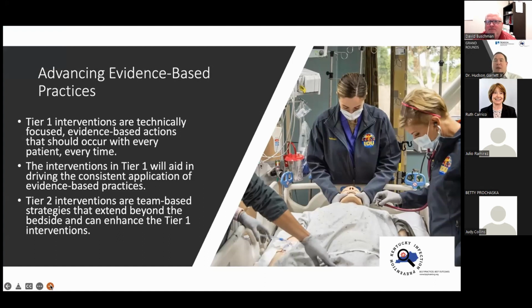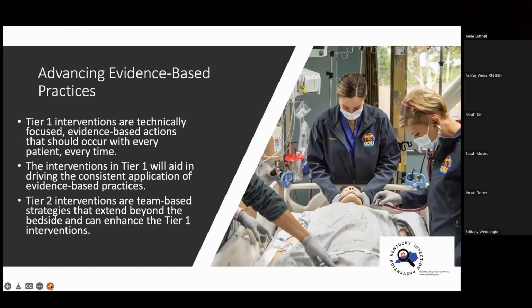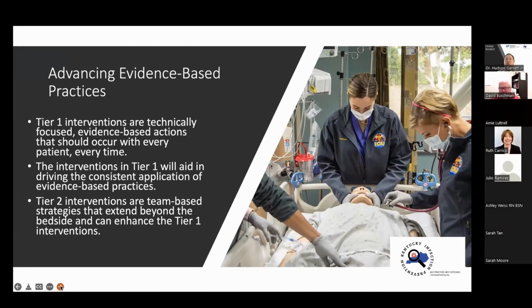So there's a little bit of background associated with this. The Agency for Healthcare Research and Quality released about two and a half weeks ago a new guide targeting these two types of infections. They broke it down into what we call Tier 1 and Tier 2 interventions. Think of Tier 1 as the evidence-based actions that are directly focused on patient care, almost like your bundled approaches.